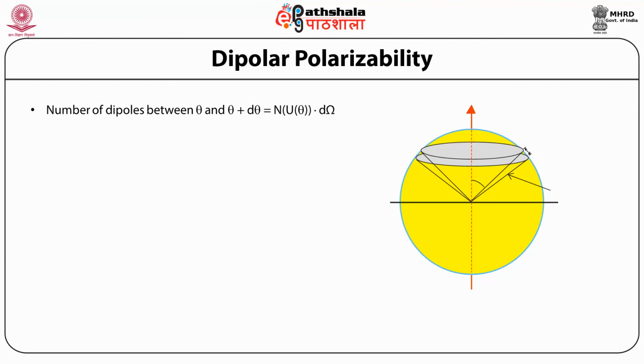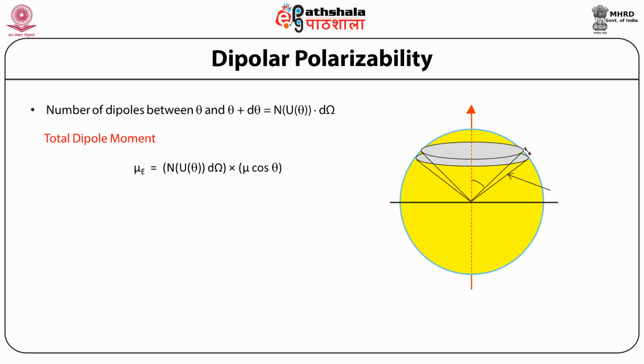This implies that the number of dipoles between theta and theta plus d theta is equal to n(theta) into d omega. So the total dipole moment is nothing but the sum of components of mu of dipole moments in the direction of the applied field. So mu along E becomes n d omega into mu cos theta. The average dipole moment is calculated by adding up the contribution of all the solid angles. So the expectation of mu is equal to integration 0 to pi of n(theta) mu cos theta d omega, divided by integration 0 to pi of n(theta) d omega.